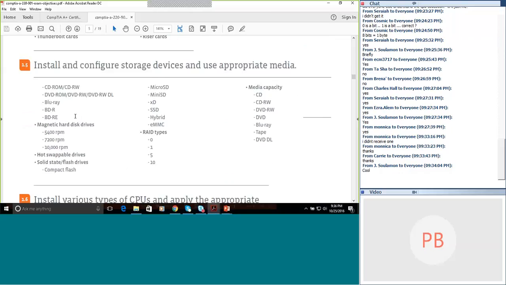Hard drives, magnetic hard drives are the basic hard drives that we're familiar with. The ones with the spinning platters. Those are the ones that we usually buy, because they're cheap, you get a whole bunch of storage for a little bit of money. Hot swappable drives, we'll talk about that. And then solid state flash drives, we'll talk about those too. But this is all information that is straight from the test. Install and configure storage devices and use the appropriate medium.